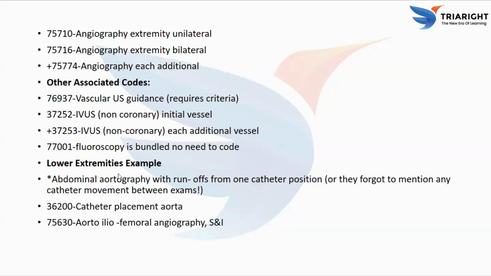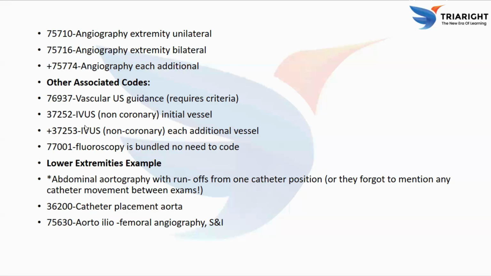What are the other associated codes? These are not routine. They require documentation and criteria. 76937 is for vascular ultrasound guidance, used for vascular access. It requires real-time ultrasound, patient documentation, a permanent image saved and a separate report. It is not coded if ultrasound use is not clearly documented.